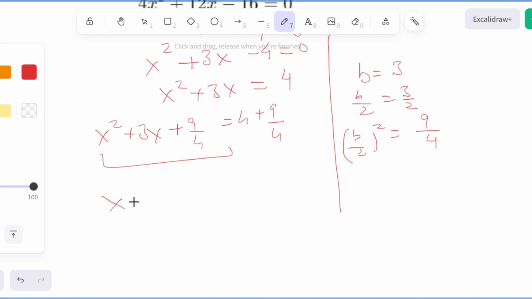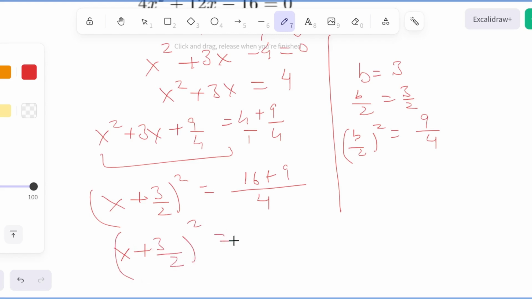So what will be that identity? x plus 3 by 2 square. And this, you have to solve. So 4 is the LCM. So 1 times 4, 4 times 4 is 16. 16 plus 9. And now this will be equal to x plus 3 by 2 square, and 16 plus 9, 25 by 4.